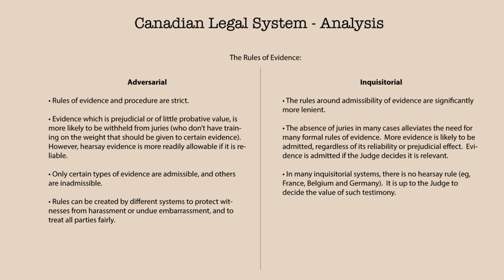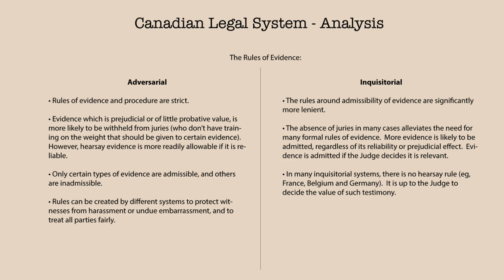The rules of evidence. In the adversarial system, the rules of evidence and procedure are strict. Evidence which is prejudicial or of little probative value is more likely to be withheld from juries who don't have training on the weight that should be given to certain evidence. However, hearsay evidence is more readily allowable if it is reliable. Only certain types of evidence are admissible and others are inadmissible. Rules can be created by different systems to protect witnesses from harassment or undue embarrassment and to treat all parties fairly.